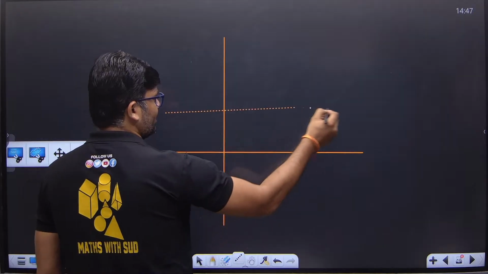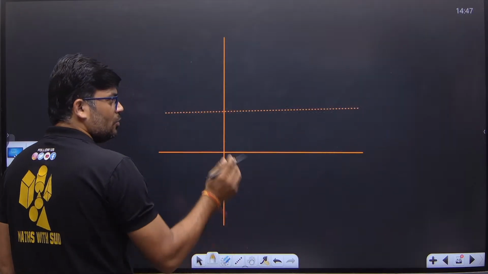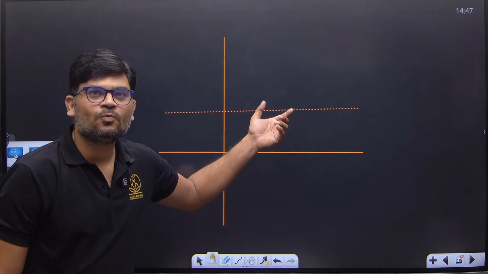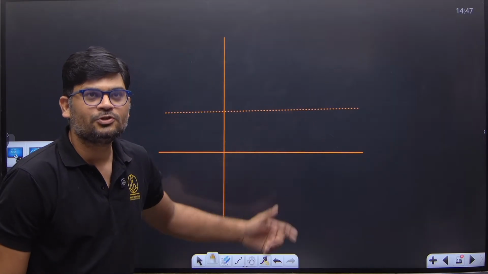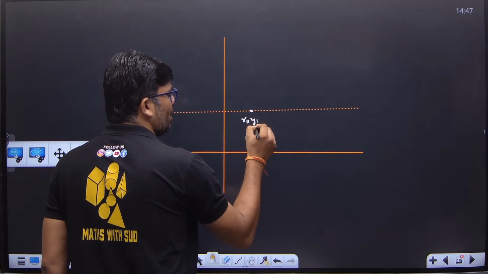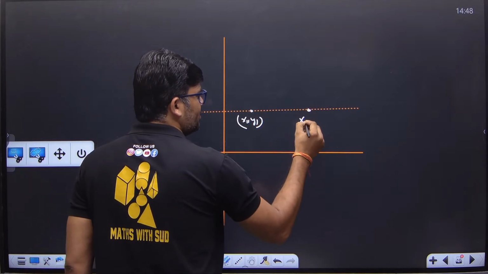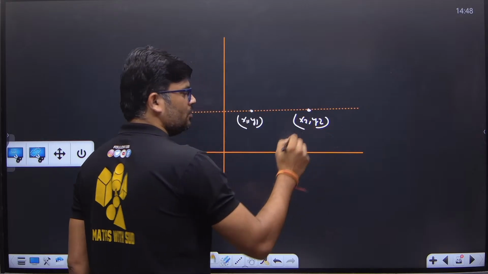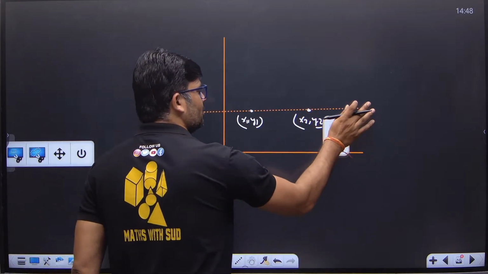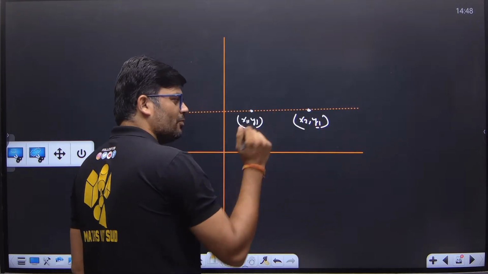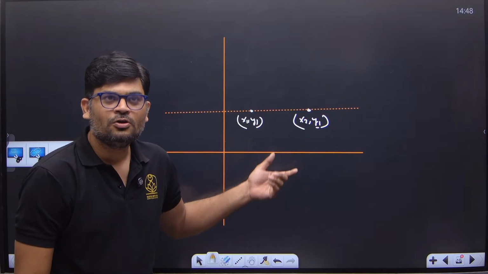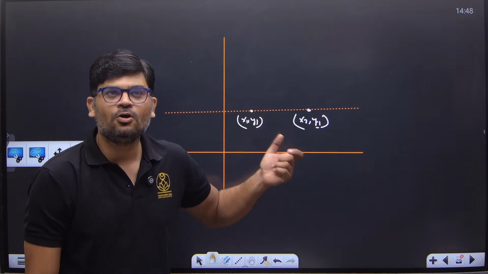Suppose I draw a line like this. What is the slope of this line? So the slope of this line is y2 minus y1 upon x2 minus x1. Let us suppose this is x1 comma y1 and this is x2 comma y2. But the y coordinate will be the same, so it will be y1 only. So y1 minus y1 will be 0. So the slope of the line will be 0.